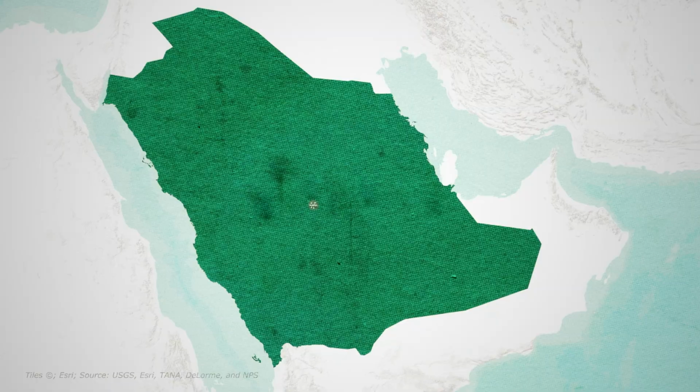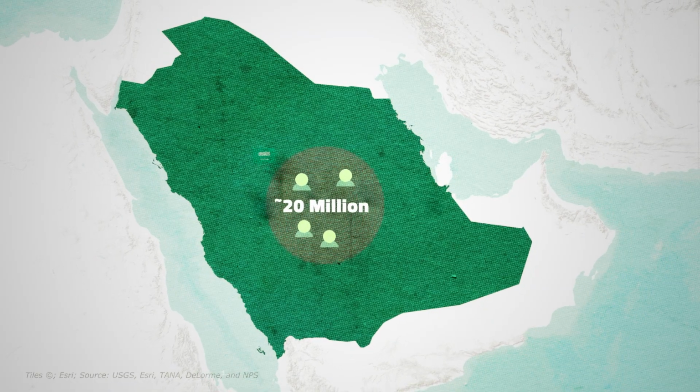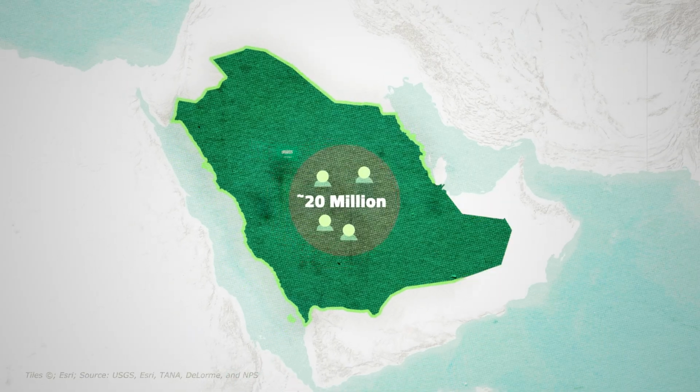Well, look at this. The kingdom has a population of about 20 million Saudi citizens, which means about 20 million people that can serve in the army and who are responsible for protecting the kingdom's borders. This number, 20 million, is a lot, but I'd like to refer you to this map.